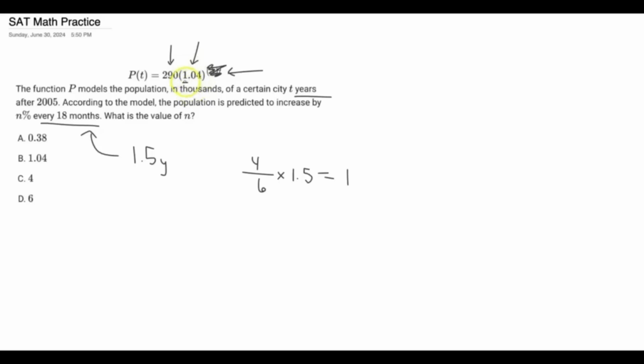So let's say it was 1.0, that means the population would just stay the same at 290. But because it's greater than that, it's 1.04, what this represents is a 4% increase, right? So if it was, let's say, 1.1, that would be a 10% increase. And so we know right here, it's a 4% increase. So the question says, according to the model, the population is predicted to increase by n% every 18 months. The value of n is what? Well, we said n would be 4%. So the answer here is C.